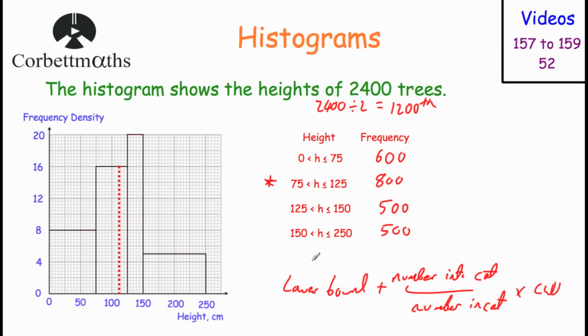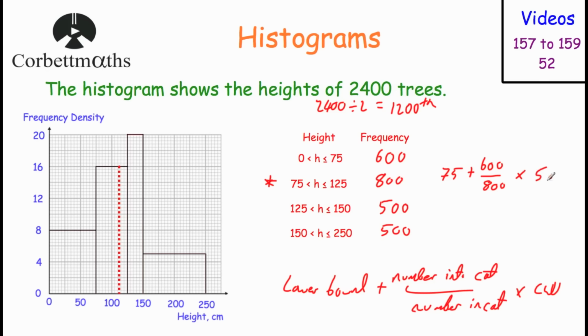So we're going to look at this category and say what's its lower bound, that's 75, plus the number into the category. We're looking for the 1,200th tree. So we've gone 600, we need to go another 600, so we need to go another 600 into this category. So we'll write 600, it's 600 into the category, divided by the number in the category, well that's 800, and then times by the class width.